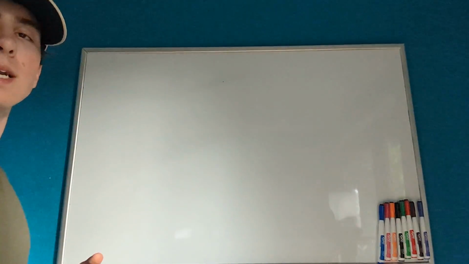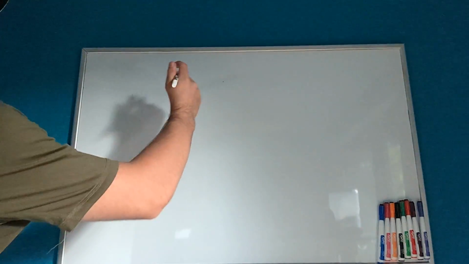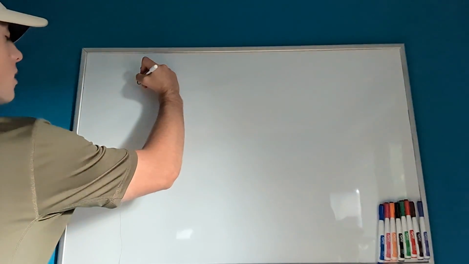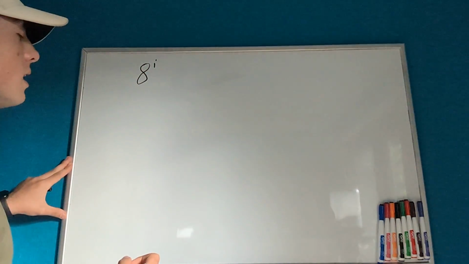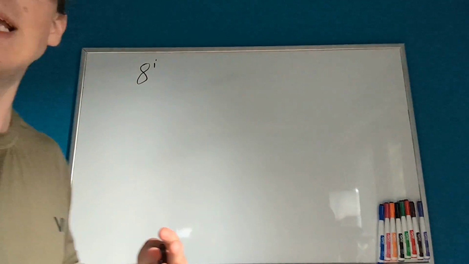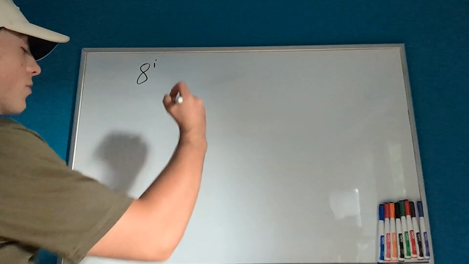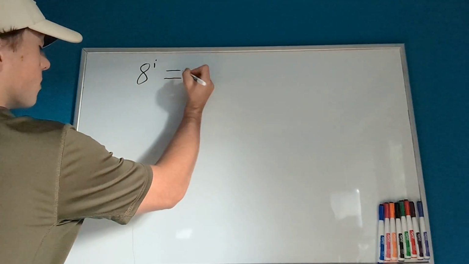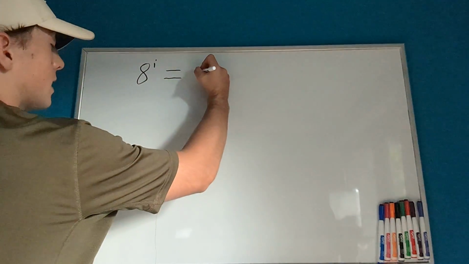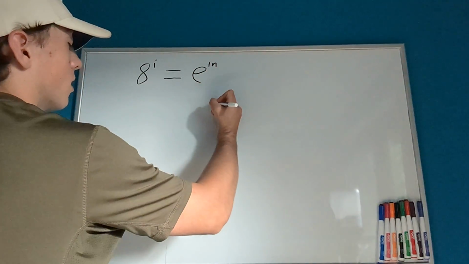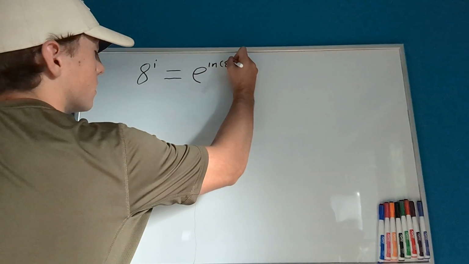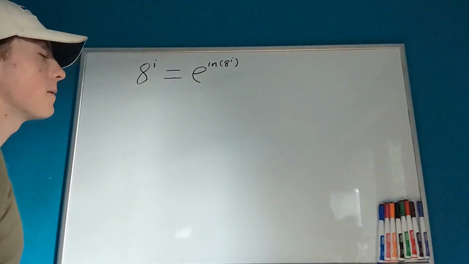And let's practice with 8 raised to the power of i. So we are going to start with 8 to the power of i. Now, we want to put this into the form of e raised to some power. But how can we do that? Well, we can actually rely on natural logarithms. So we can say that this is equal to e to the power of the natural log of 8 to the power of i, right?